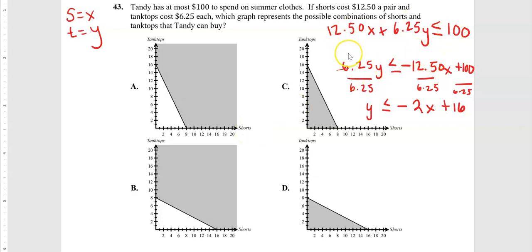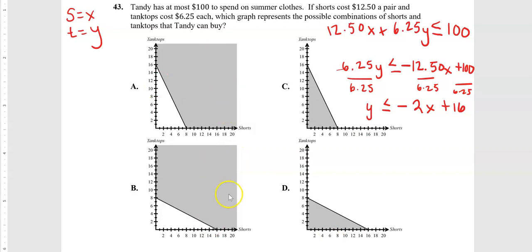Then over here, I wrote my inequality. So I had the price of the shorts times x, the number of shorts, plus the price per tank top times the number of tank tops, has to be less than or equal to 100 because that's the most they can spend. I then rearranged my equation to get y by itself, so it's slope-intercept form, which is easier for me to read on my graph. You could have also made x 0 and found the y-intercept, then made y 0 and found the x-intercept. That is also an option for solving this. But when I did it my way, I got y is less than or equal to negative 2x plus 16.